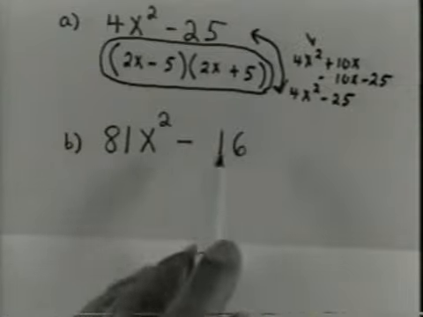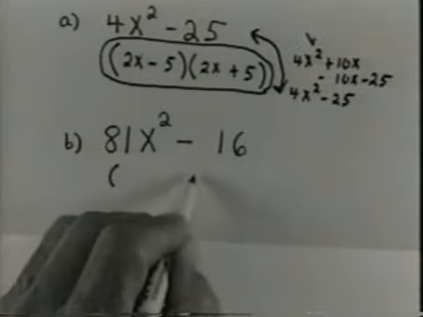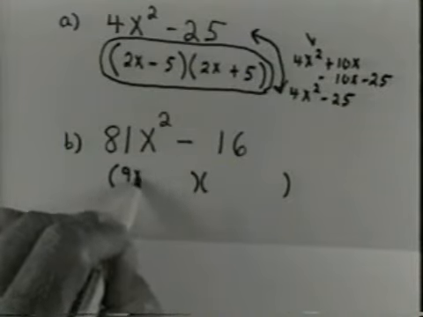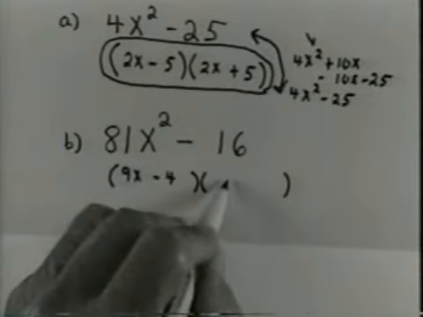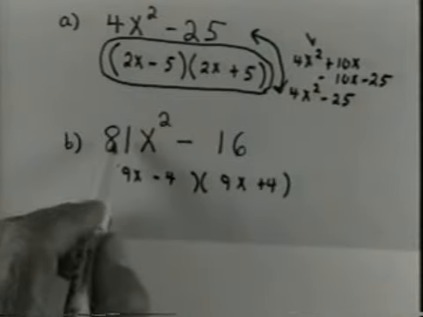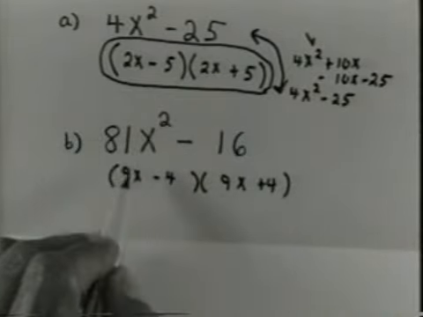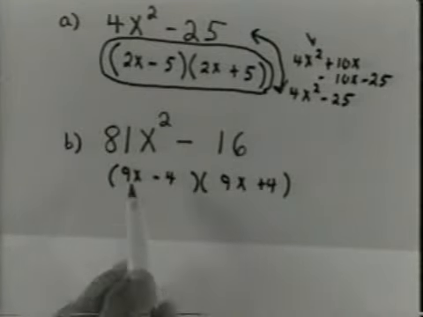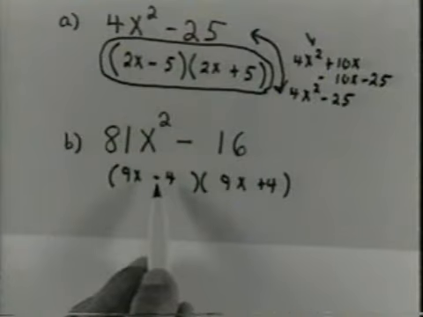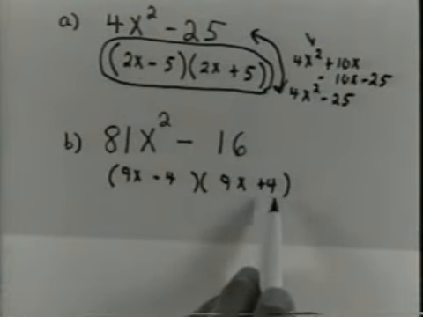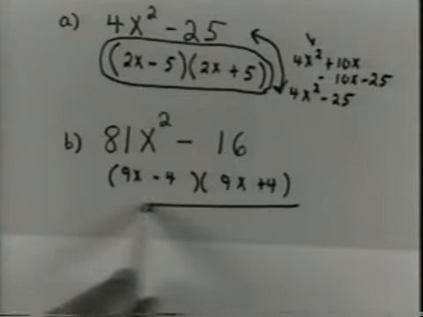So 81x squared minus 16 factors into 9x minus 4 times 9x plus 4. The square root of 81x squared is 9x. The square root of 16 is 4. The square root of the first minus the square root of the second, times the square root of the first plus the square root of the second.